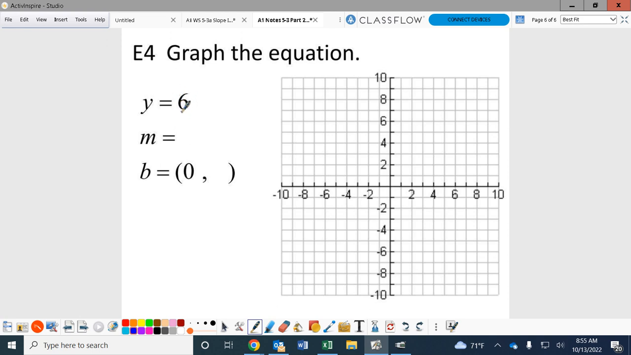Guys, there's no slope. There's no x. There's no y equals mx. It's just y equals a number. If it's y equals a number, it's going to be a Hoy line, which tells me that it is going to be a horizontal line with a slope of 0, and that the y-intercept in this case is going to be 6.